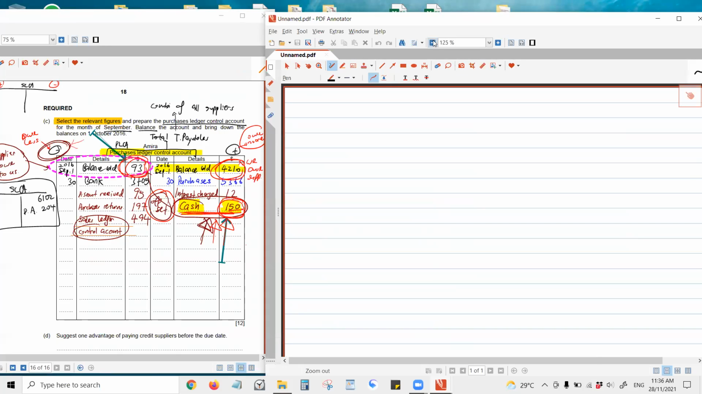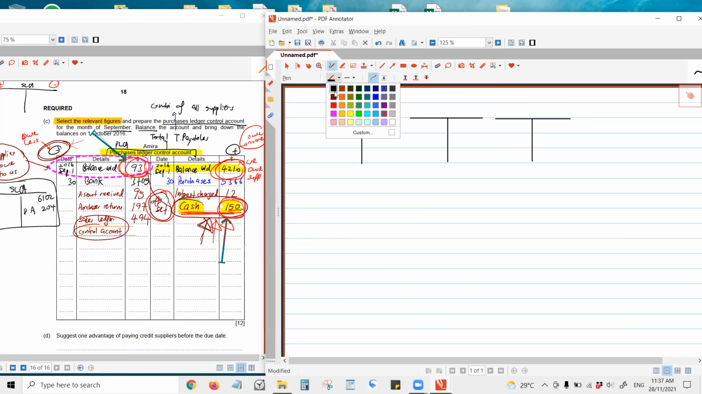Okay, so I'm trying to explain in detail what is purchase ledger control account. Let's say there are 3 suppliers. So this is supplier 1 account, supplier 2 account. Let's give them a name: Ali, Abu, and Siti.